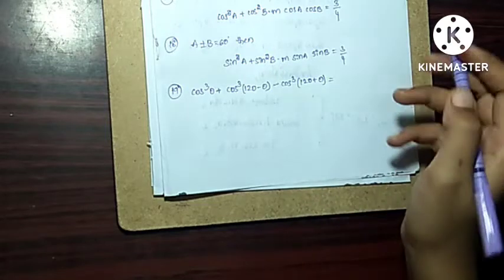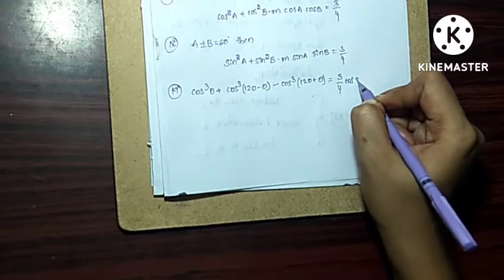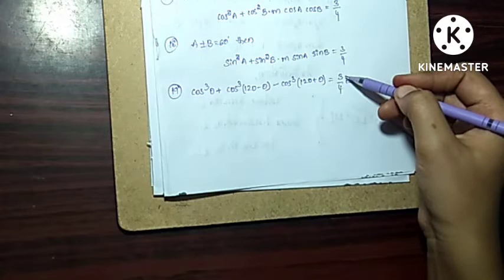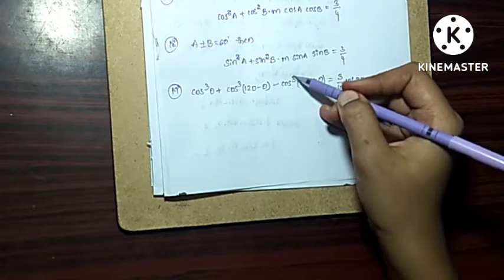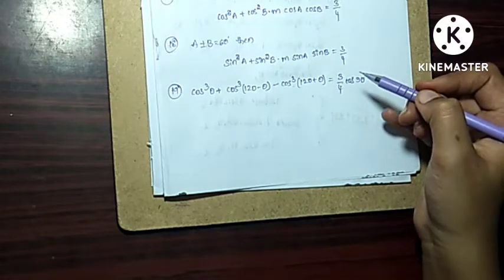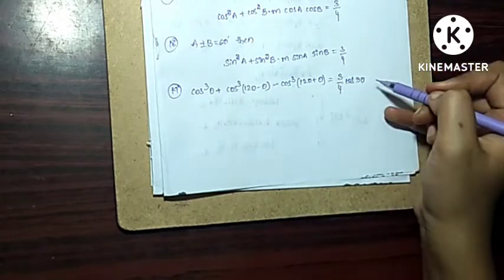Okay, the formula is 3 by 4 cos 3 theta. Before, for square forms, we had written the 1 by 4 form. This is the 3 by 4 form, because the powers are cubed, so we write the power cube. Okay, 3 by 4 cos 3 theta.